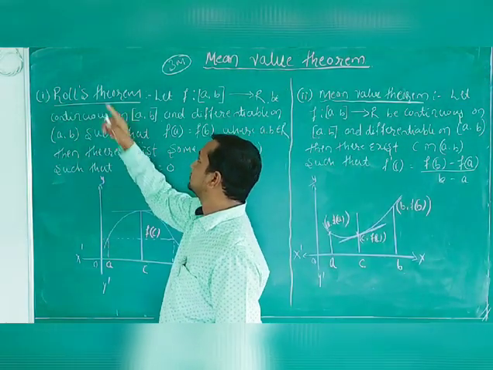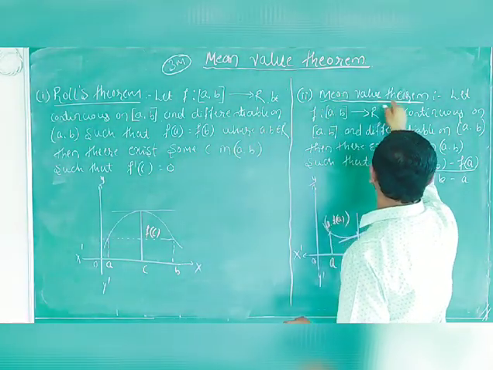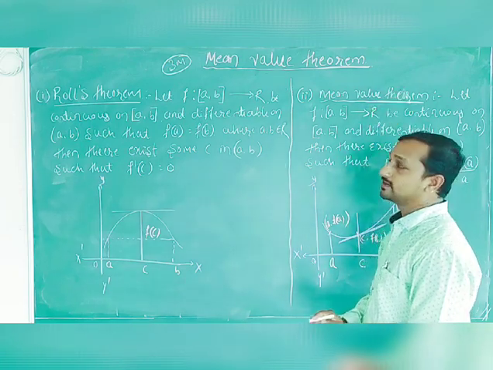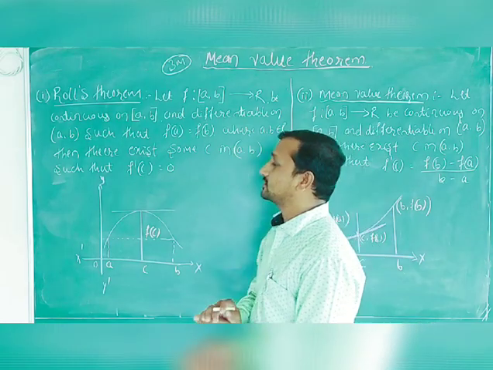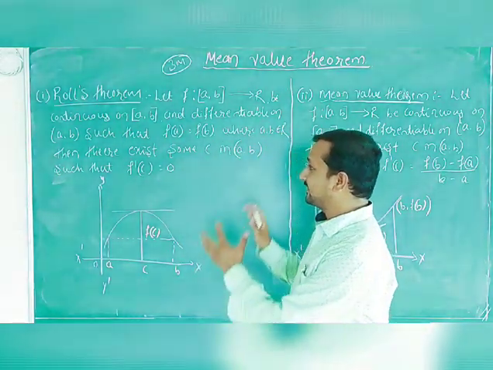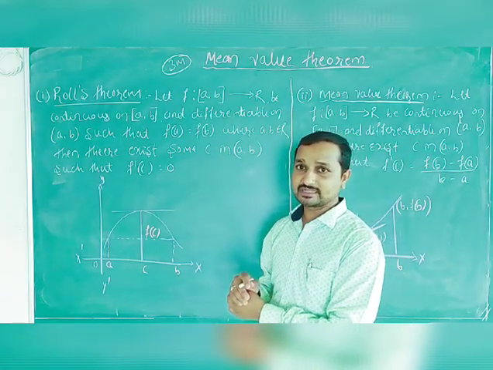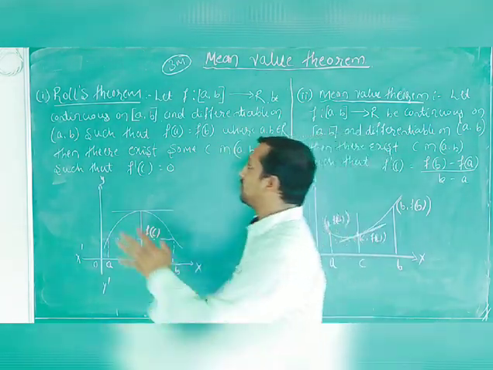The first one is Rolle's Theorem. The second one is the mean value theorem. Is that clear? This is the actual mean value theorem. First of all, we discuss what Rolle's Theorem is. This is only the definition and the graph. The detailed study is in your higher education. Is that clear? So here, Rolle's Theorem.